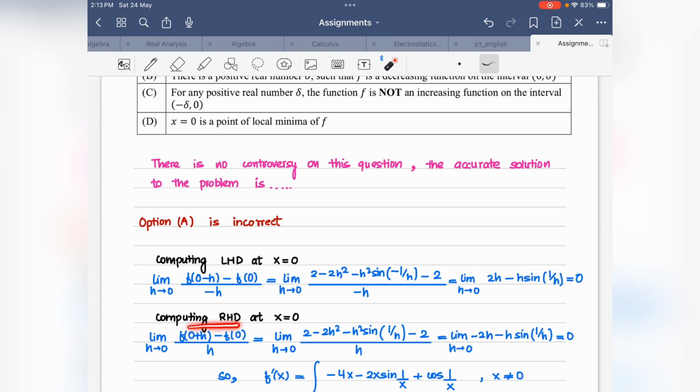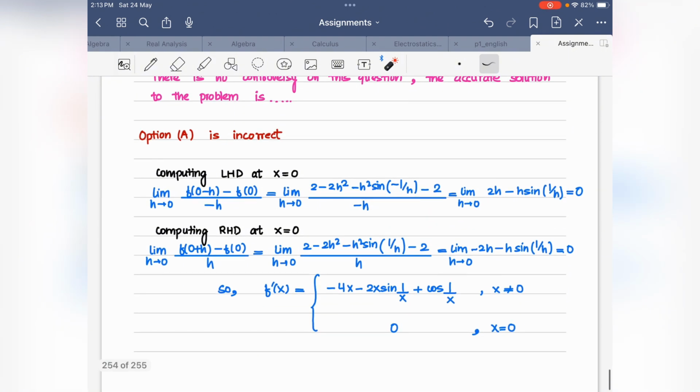So LHD at x equal to 0 is 0. Now computing RHD at x equal to 0: f of 0 plus h minus f0 by h, equal to the limit h tends to 0, putting h instead of x in the given function, 2 minus 2h square minus h square sine of 1 by h minus 2, by h. These 2 cancel out, and h is cancelled from the common factors. So the limit as h tends to 0 of minus 2h minus h sine 1 by h. Putting h equal to 0 in this expression, I get the limit is 0. So at x equal to 0, the derivative of the function is 0.